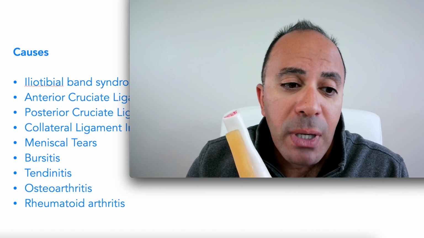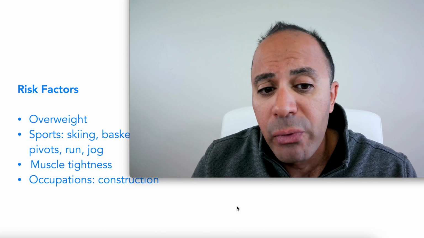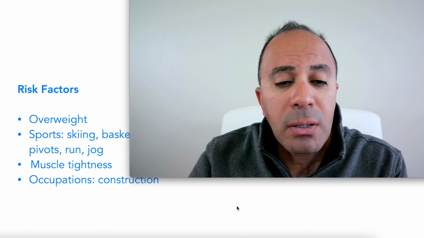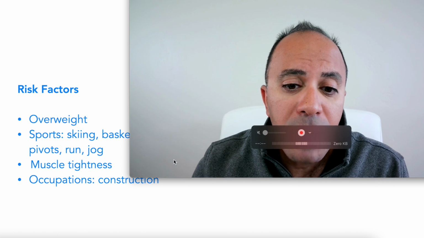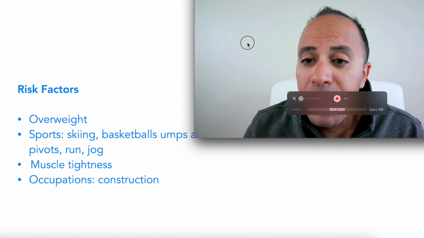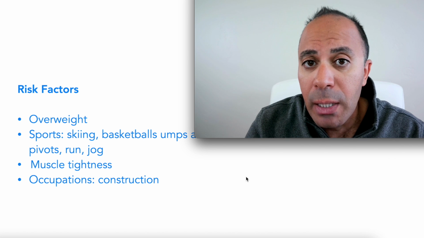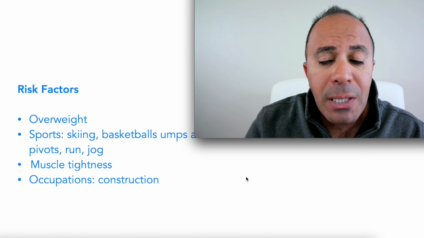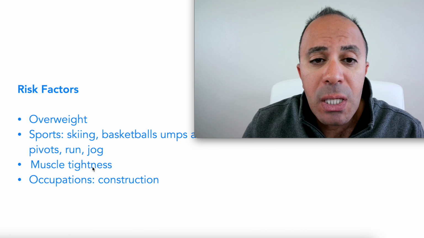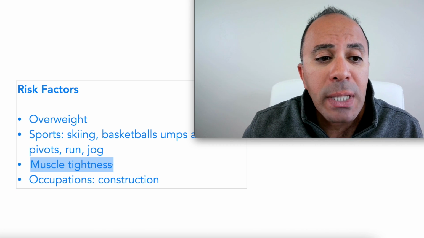So what are the risk factors? One of the common risk factors is being overweight. The other risk factor is sports activity like skiing, basketball, jogging, or running. And the most common one is muscular imbalance, and we're going to go into detail on how to address the muscular imbalance or muscle tightness in this video, because it's common with all these issues.